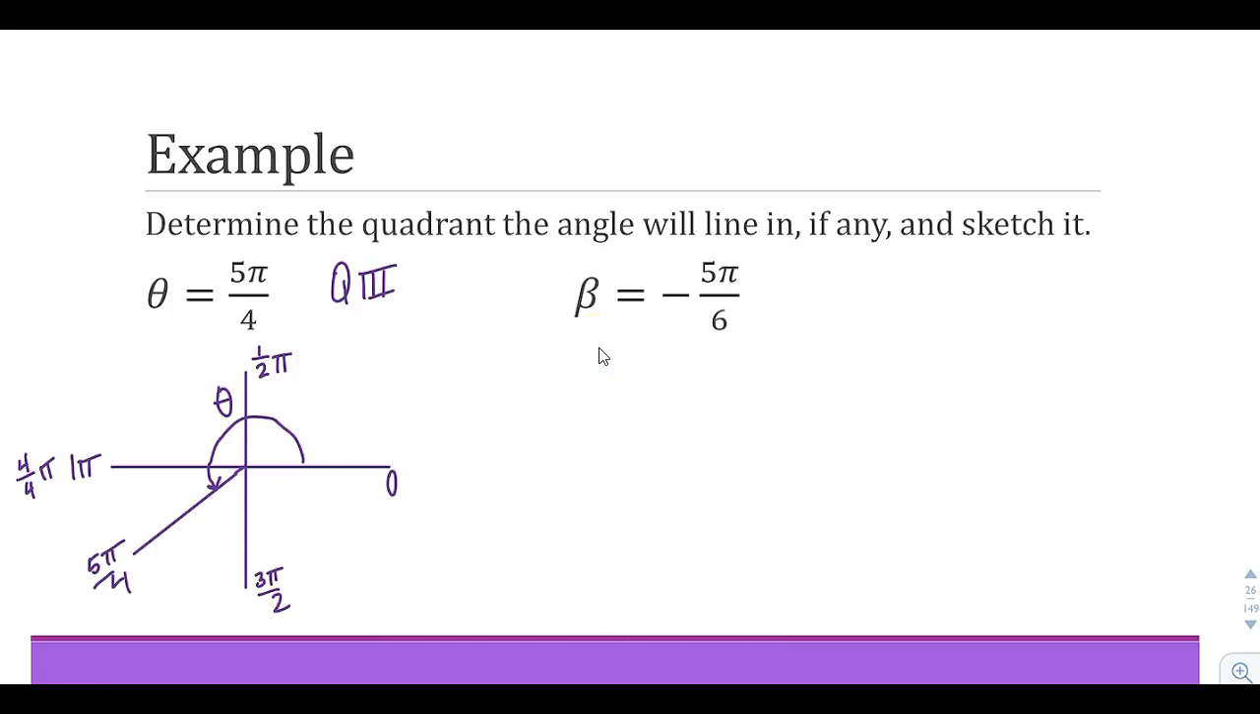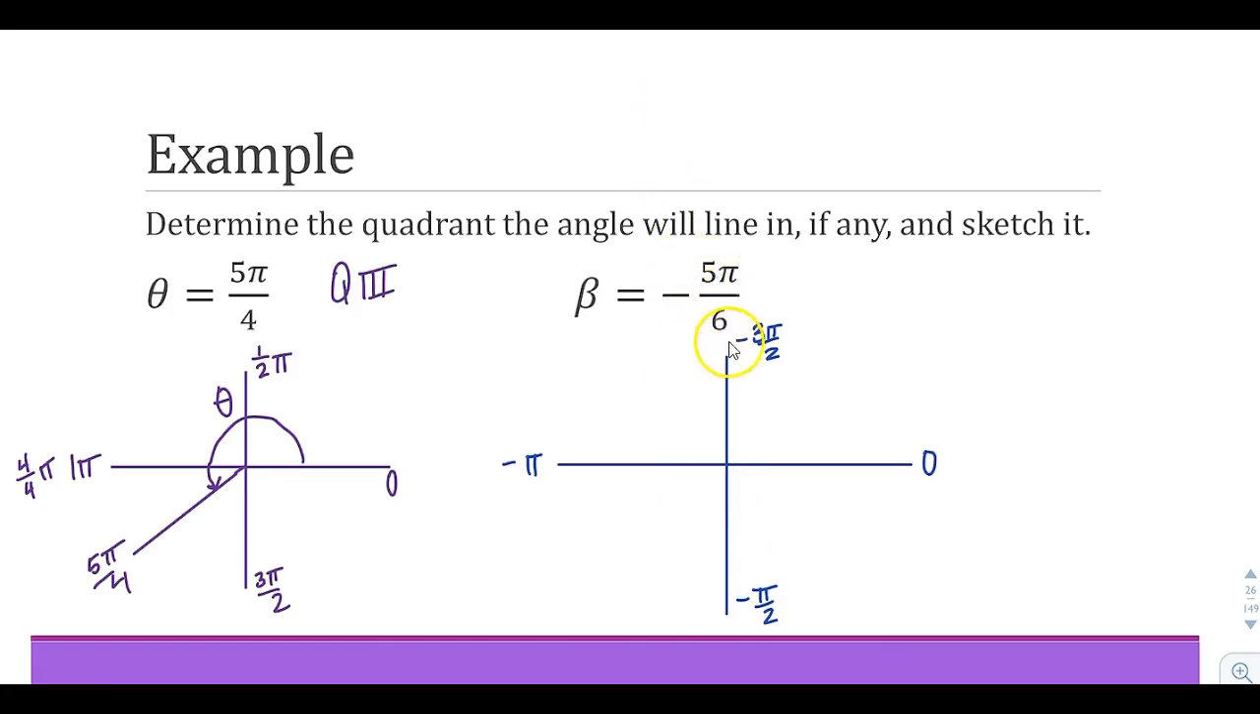And now for beta. So beta is negative 5 pi over 6. Remember, negative means that I travel in a clockwise direction. So we'll go ahead and again start to label our quadrantal angles. I'm going to start at 0. I'm going to travel in a clockwise direction. I'm going to label this as negative pi over 2, or negative a half a pi, and then negative pi, negative 3 pi over 2.